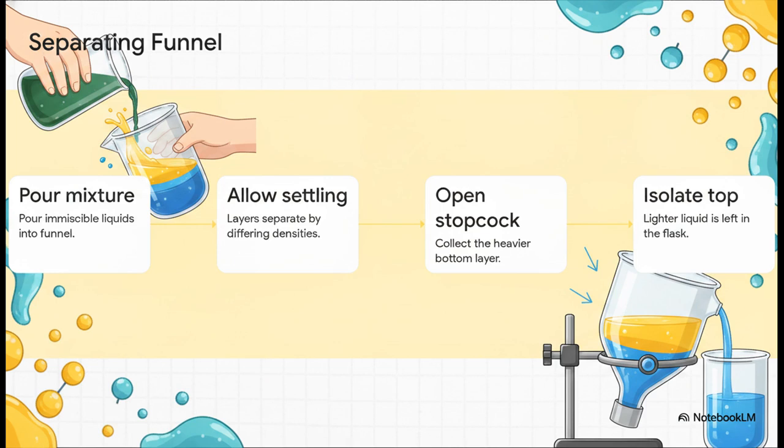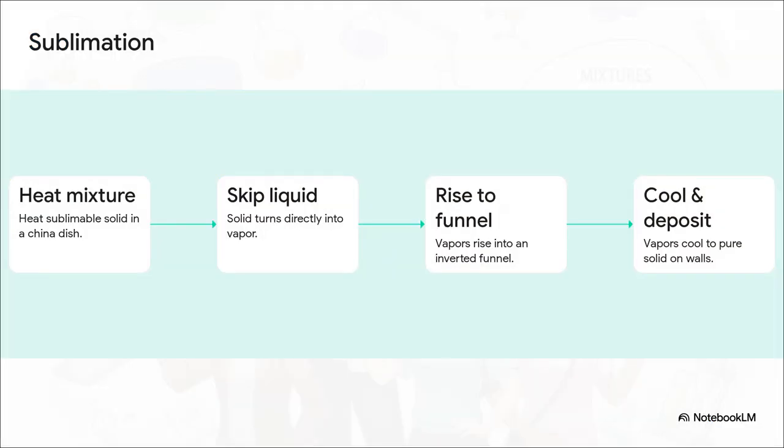But wait, what if the liquids refuse to mix at all, like oil and water? We call those immiscible liquids. For this, scientists use a separating funnel, which is basically letting gravity do all the hard work. You literally just pour the mixture in and let it sit. The liquids stack up naturally based on their densities. Oil is lighter, so it floats to the top. Water is heavier, so it sinks right to the bottom. Then you just open a little valve, the stopcock, at the bottom, drain the heavy water out, and boom, you've completely isolated the oil.